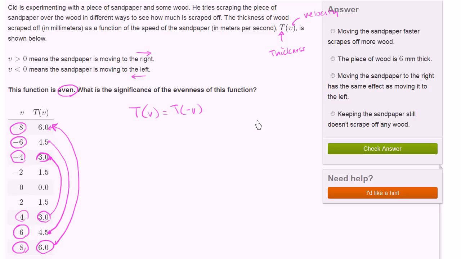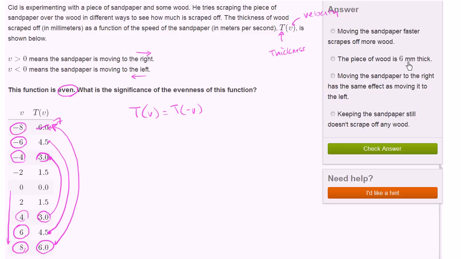Now let's see which of these choices are consistent with what I just said. Moving the sandpaper faster scrapes off more wood. Well, that's true. We see as the magnitude of the speed increases, we scrape off more wood. This -8, you might say, hey, that's lower than -2, but the magnitude is larger. We're going 8 meters per second to the left, and we're scraping off more. So this is a true statement, but it's not the significance of the evenness of the function. This could have been true even if this was a 7, but then this function would no longer be even.